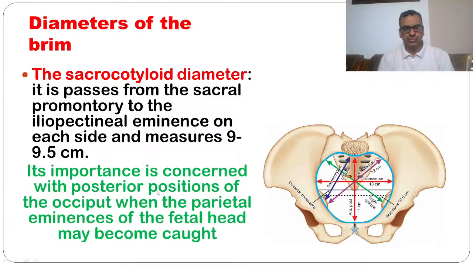Now we come to a special diameter known as the sacrocotyloid diameter. It passes from the sacral promontory to the iliopectineal eminence. Again, there will be two such diameters. It measures 9 to 9.5 centimeters. It is important because sometimes, with the posterior position of the occiput, the parietal eminence of the fetal head may get caught here or may be arrested here.